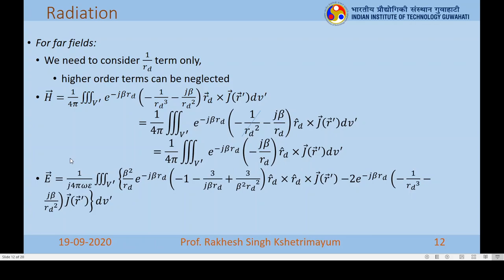Similarly, for the expression for the electric field also, we just need to worry about the term which is dependent on 1 by RD, which is this term here. All of the other terms are 0. So this term is 0, this term is 0, this term is 0, this term is 0 in the far field, because the variation of field is 1 by RD square, 1 by RD cube. We can neglect it, so we have only one term for the electric field in the far field. This simple expression you have here.